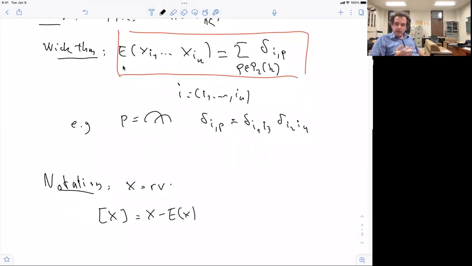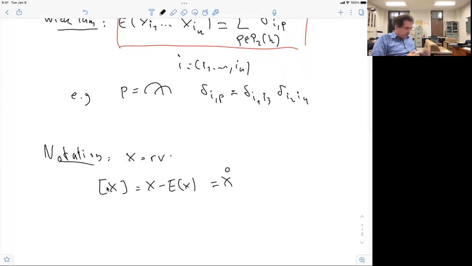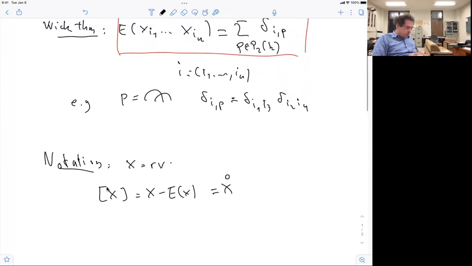Since many people are into free or non-commutative probability, in general this is also denoted with x bubble, a notation widely used by Voiculescu, Speicher, and so on. I'm going to prefer x brackets, which is not a standard notation, for a reason which will be very obvious right away.